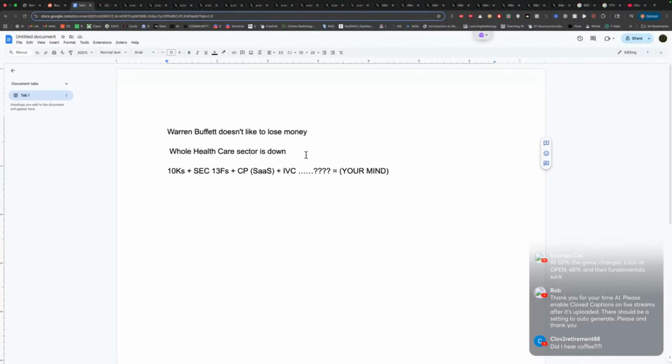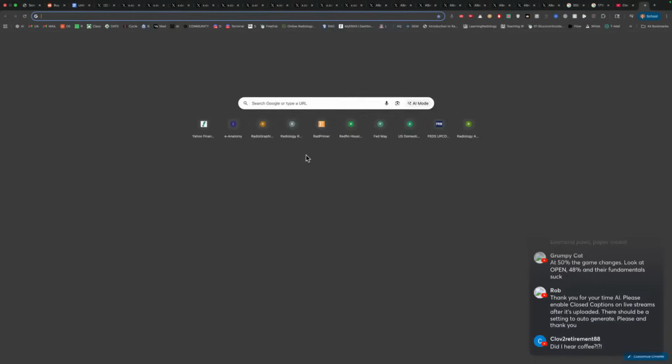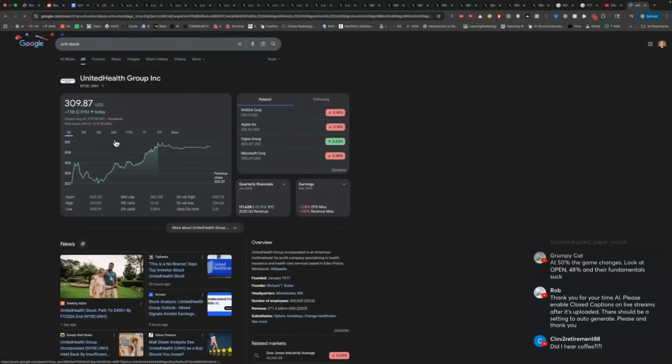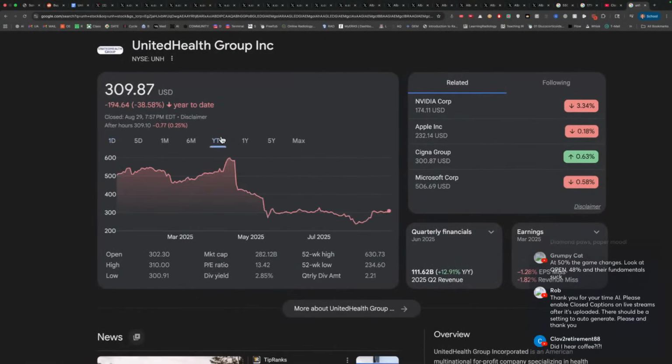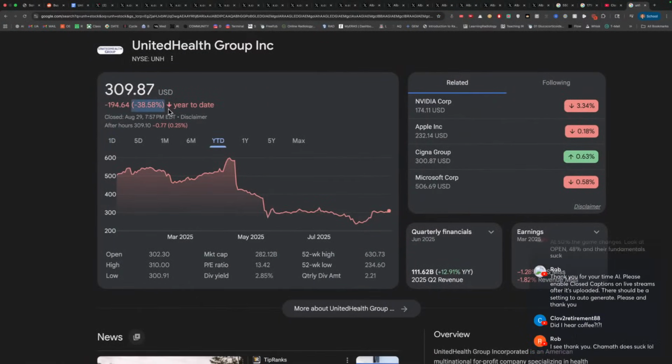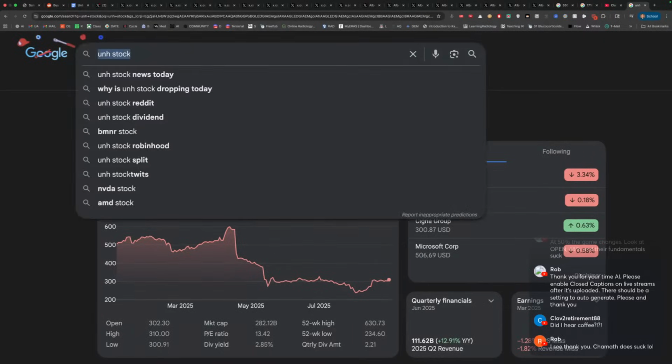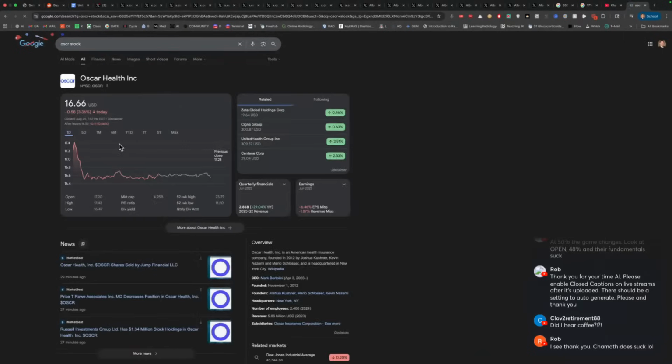The whole healthcare sector is down right now, right? I mean, if you're thinking you can make money on healthcare this year, you're really dumb. I mean, United Healthcare is down 38%. Obviously, there are going to be some out there that are 22%. But if you haven't realized, this thing's been trading sideways for about 6 months. It's been going sideways, right?